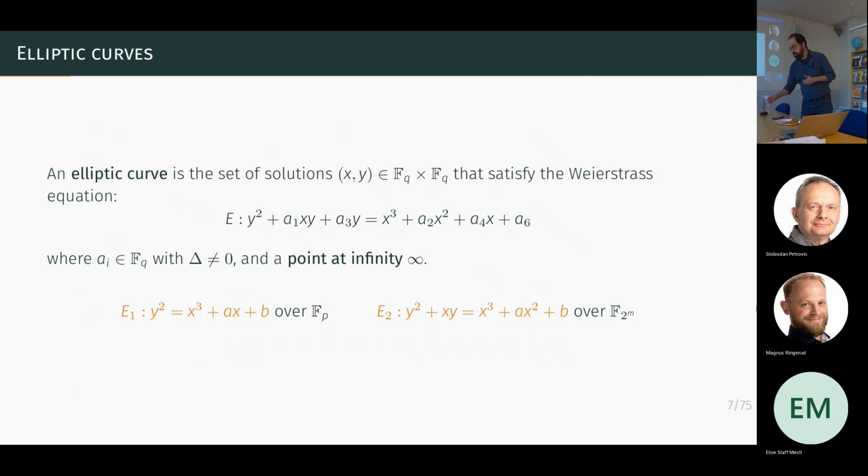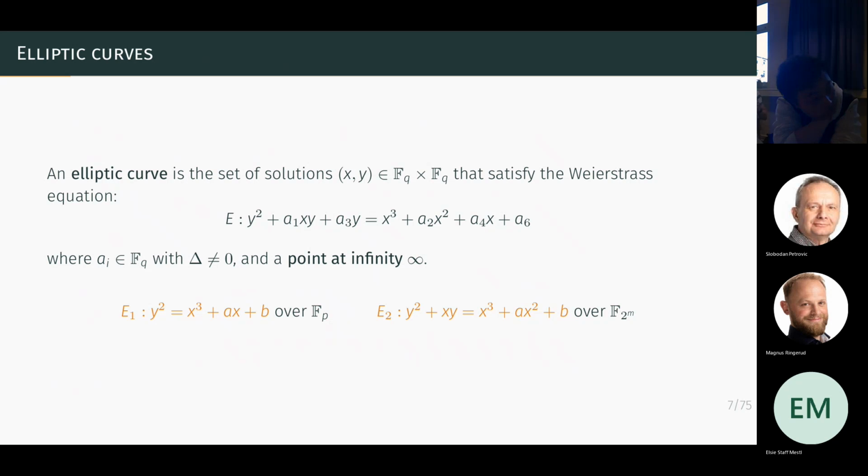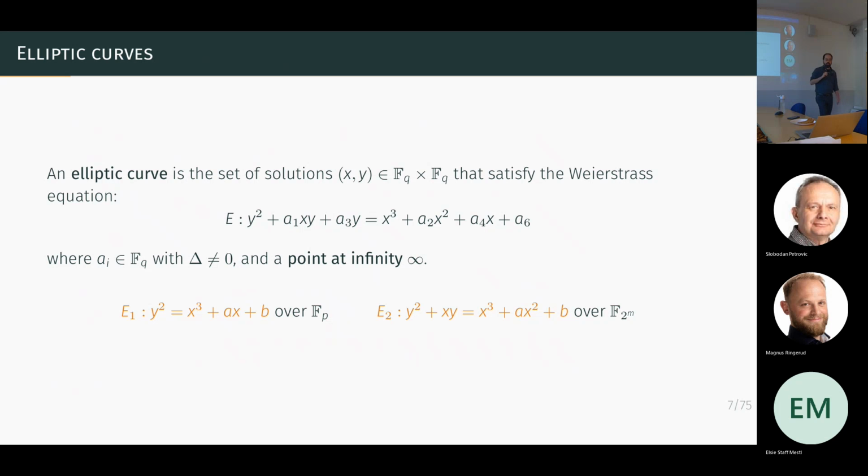So I'm already referring to an elliptic curve, so I should define it, right? I'm using here the standard Weierstrass equation. This is the long form in which you have five coefficients over some field. Here I'm not even restricting the choice of field, like some field over Q. And then we have two main options in practice.